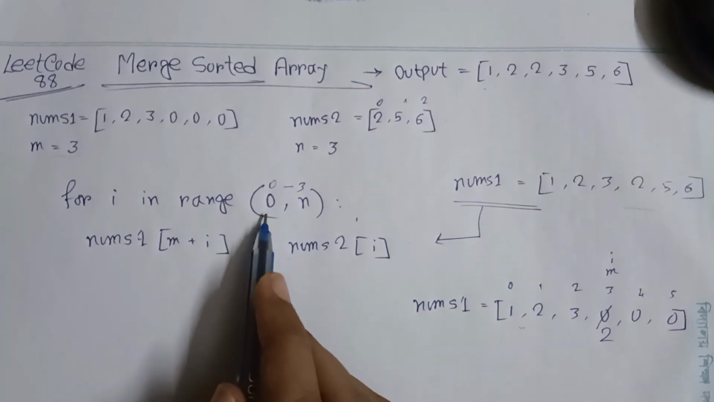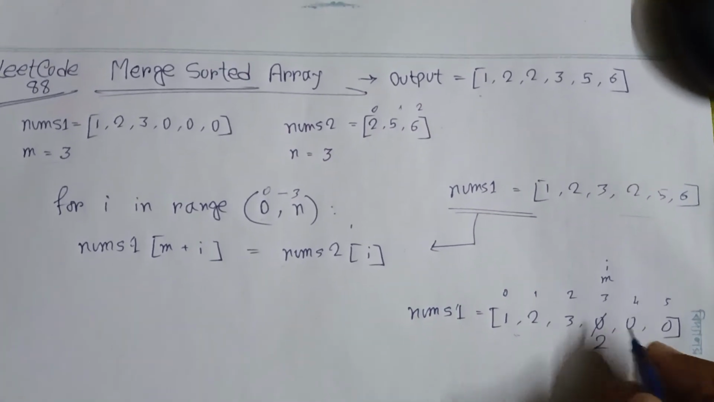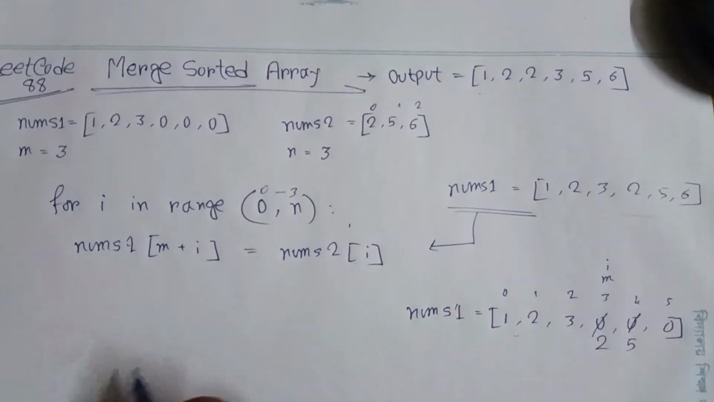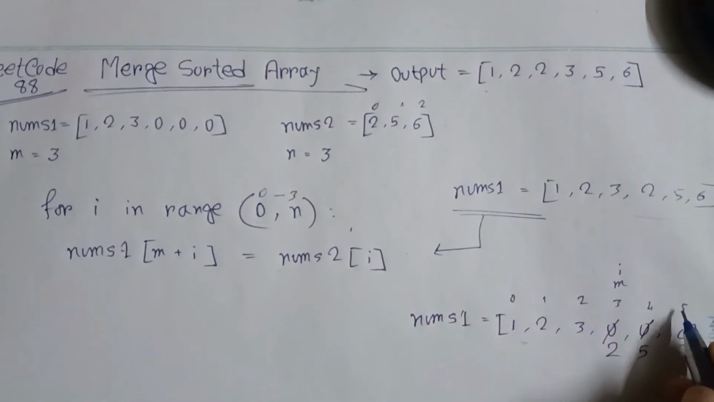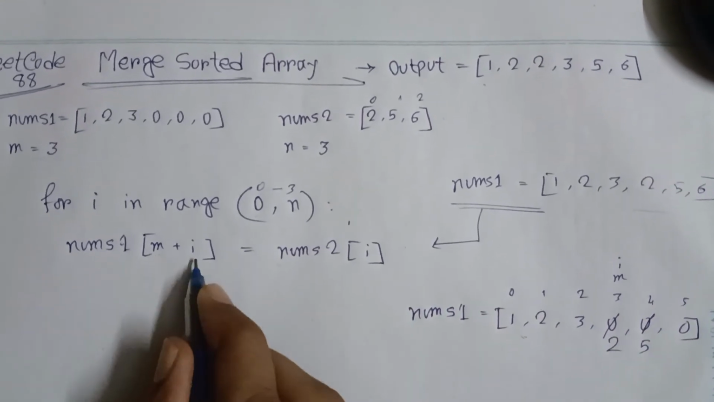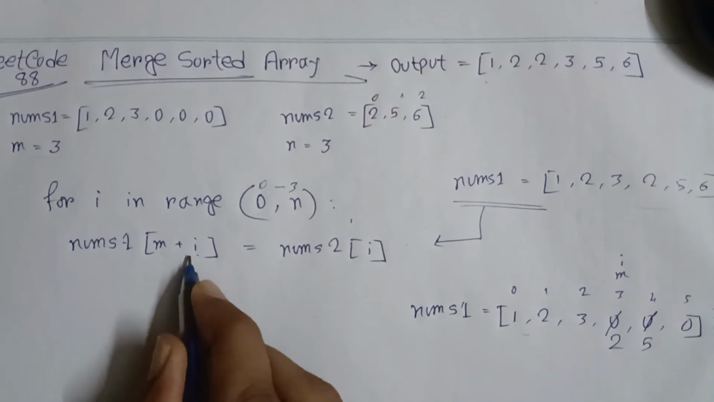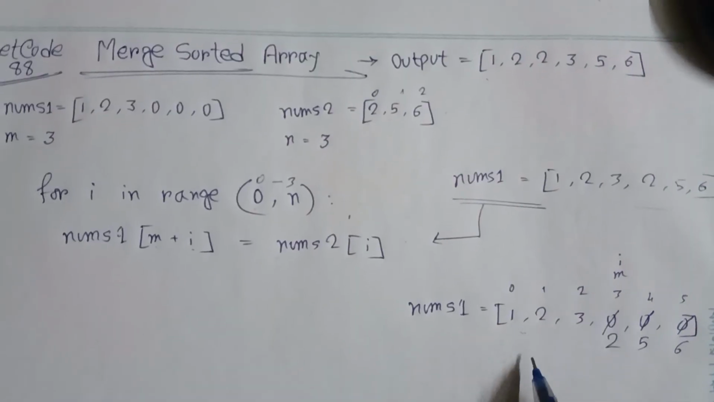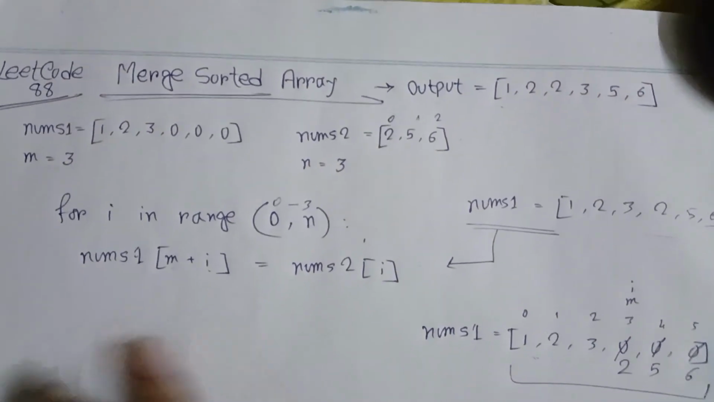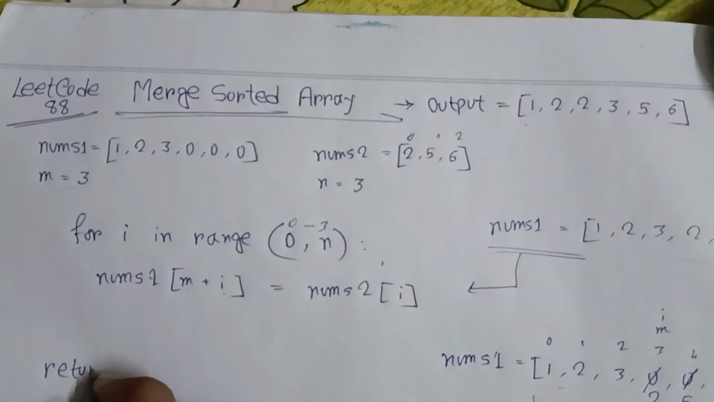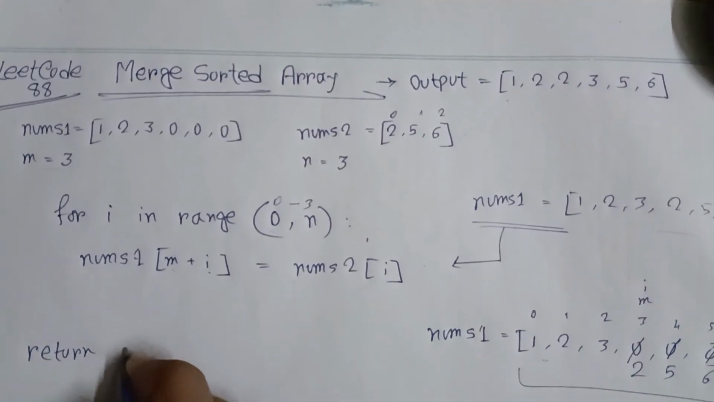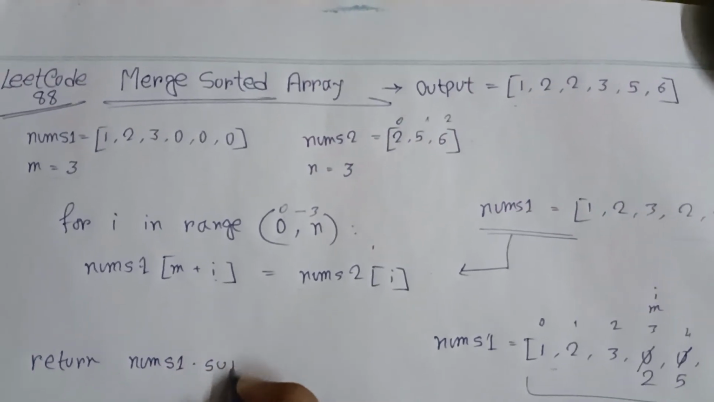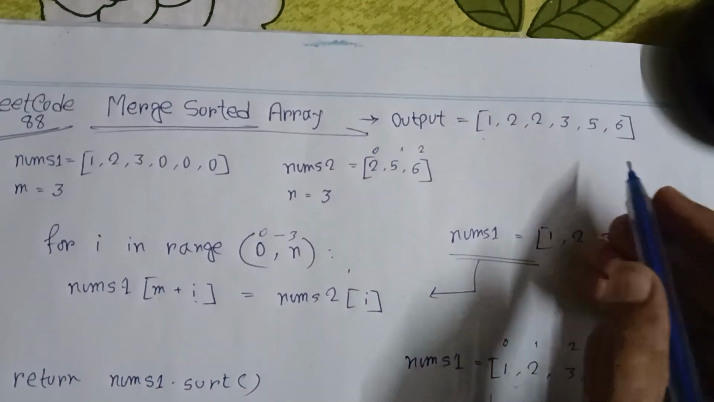Okay, then i is equal to 1. So this loop stores 5, then i is equal to 2. i is equal to 2, m plus i, 3 plus 2 is equal to 5. So at this time we get this. Okay, if I simply return nums1 dot sort and call the sort function, then it returns this.